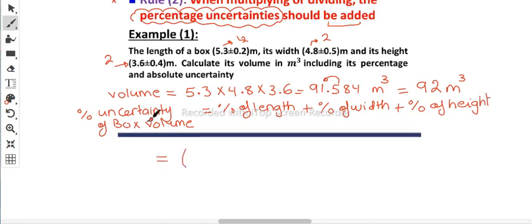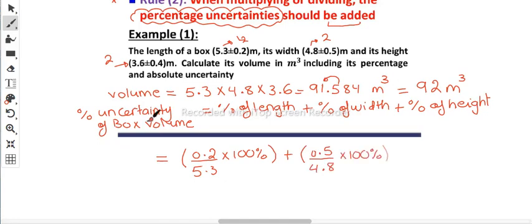For the first one, it is 0.2 divided over 5.3 multiplied times 100%. Now you will add the second, which is, in brackets, 0.5, taking the absolute from the question, times 100%. Finally, I have 0.4 divided over 3.6 times 100%.